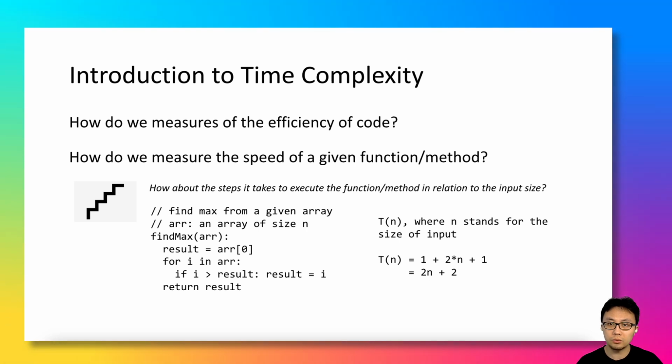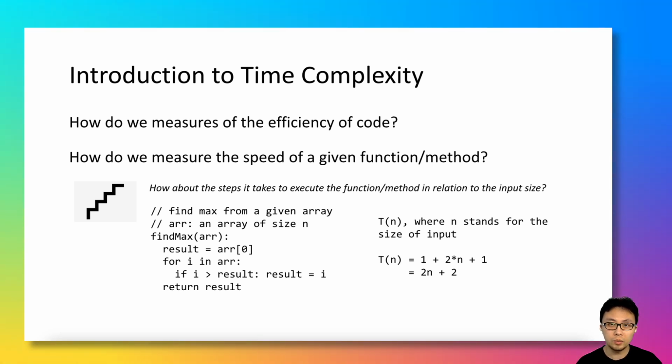In summary, the way that we measure time complexity of a given function or method depends on the input size, and is typically expressed as a function in relation to the input size, which is a better measurement than just the actual time it takes to run the code, and also better than the steps it takes to execute a function, because it fails to account for the varied input sizes. That said, this is everything about an informal introduction to what time complexity is.